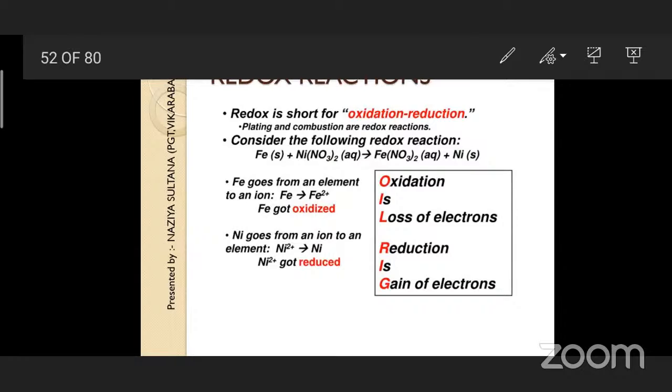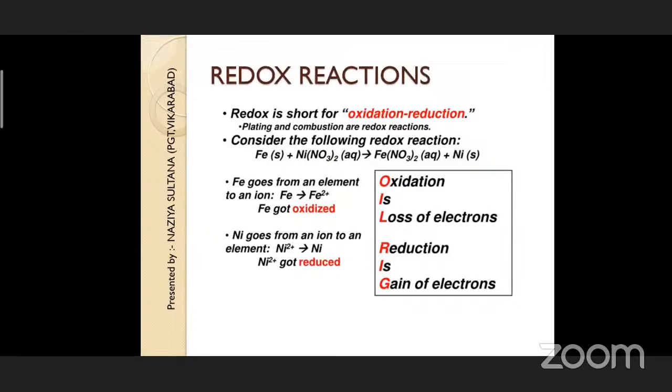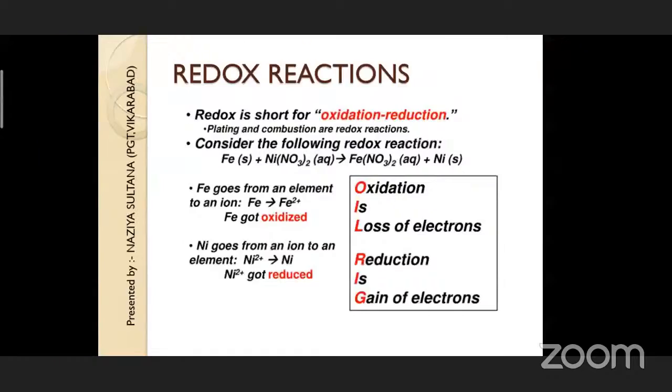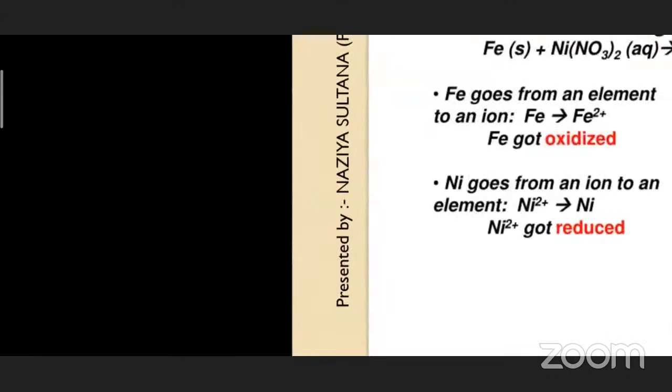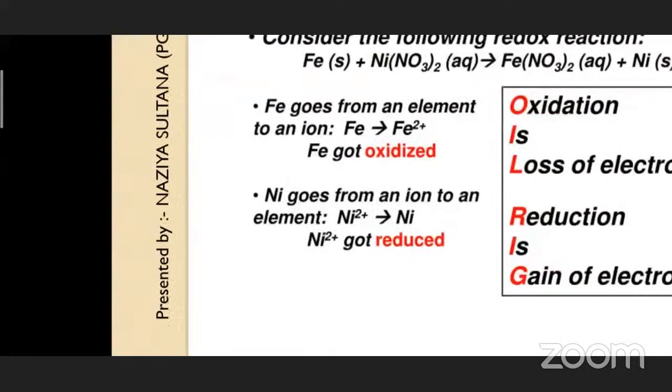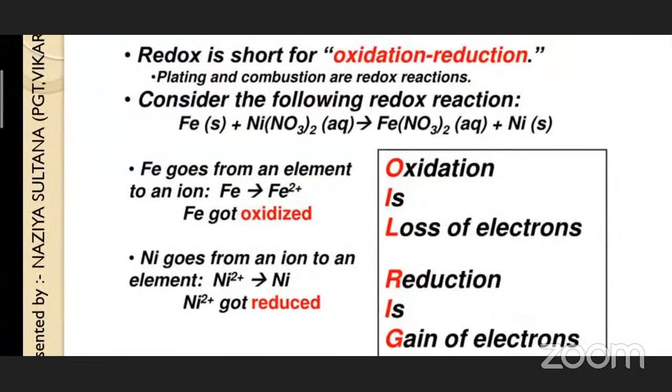Yeah. Next, let us see redox reactions. Already I have told you a number of times. Redox reactions are those in which both reduction as well as oxidation occurs. You see here, one example is given. Redox is short for oxidation reduction reaction. Plating and combustion are redox reactions.